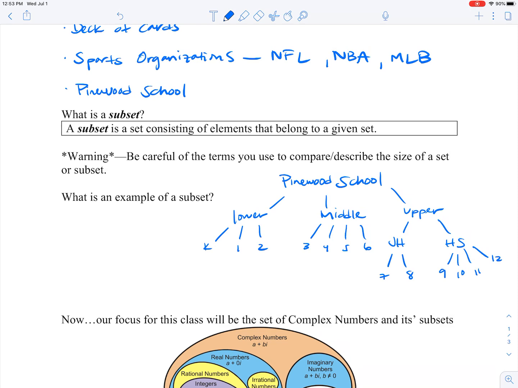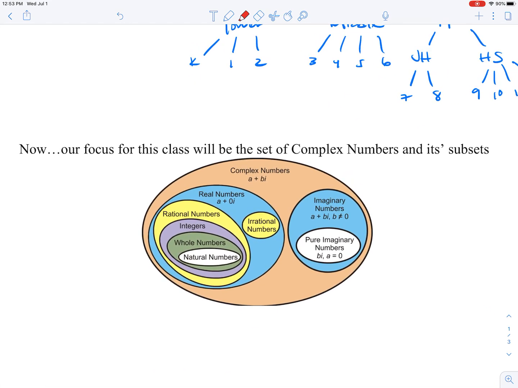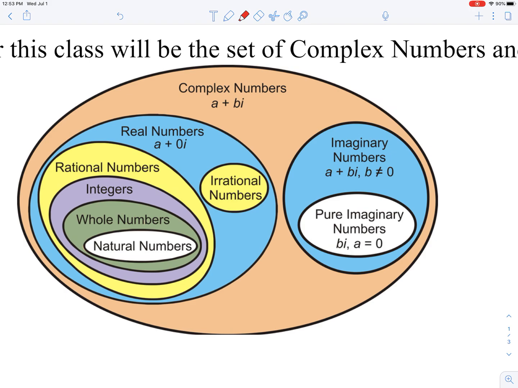Okay, so I hope that clarifies what a set and what a subset is. We're going to now focus on the number sets, where the elements of those sets are numbers. And as we enter the number sets, I want to go over this warning that we want to be careful about the terms that we use when we're comparing and describing the size of a set or its subset. And I'll address this multiple times.